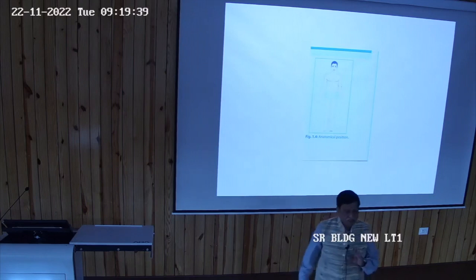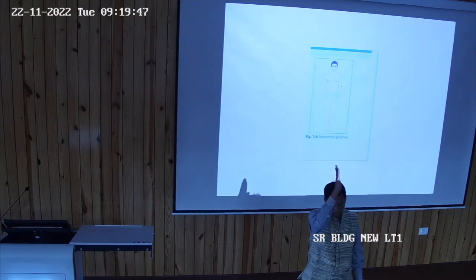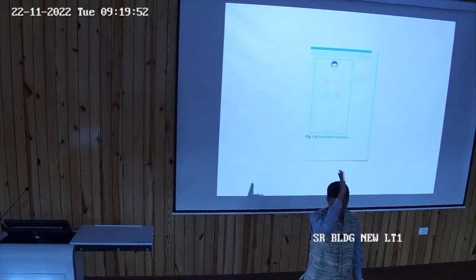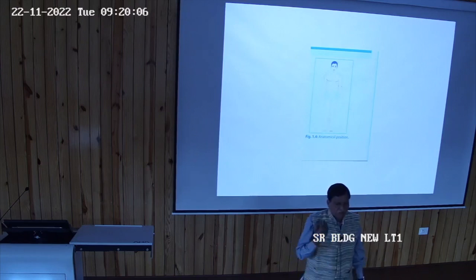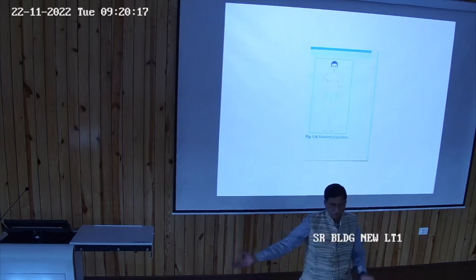Okay. Another thing, this is the anatomical position. If I pass a plane or imaginary line vertically from the center of the head, if the plane is passing downward, that is called the midline. Understand? That is called midline. Now, the part of the body which is close to the midline is called medial. The part of the body which is away from the midline is lateral.